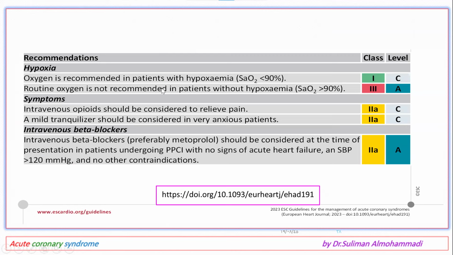Intravenous beta blocker can be given to a patient who has chest pain and may undergo primary PCI, with no sign of heart failure and no hypotension. Systolic blood pressure should be more than 120 millimeters of mercury to give intravenous beta blocker.